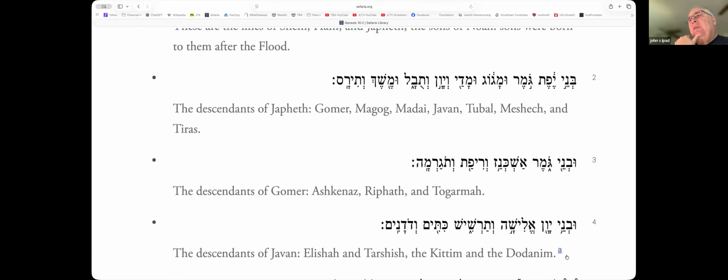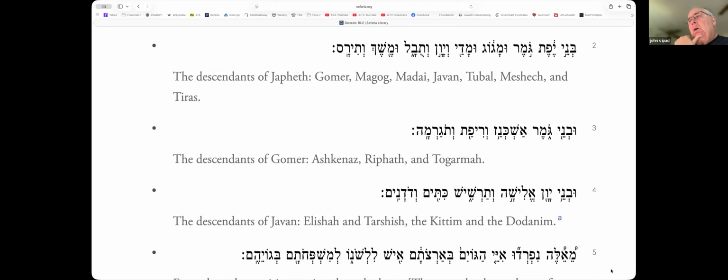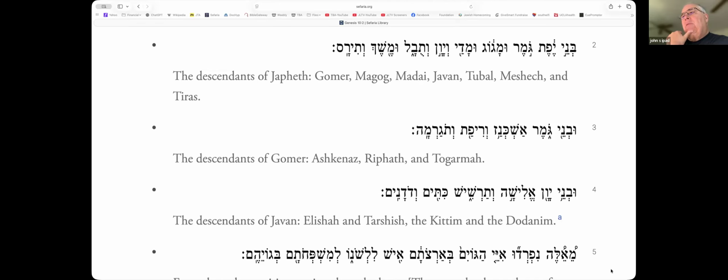The descendants of Japheth: Gomer, Magog, Madai, Yavan, Tubal, Meshech, and Tiras. Sorry if I mess the names up. The descendants of Gomer.